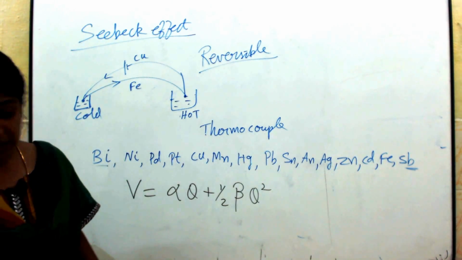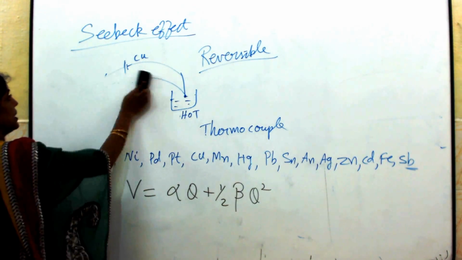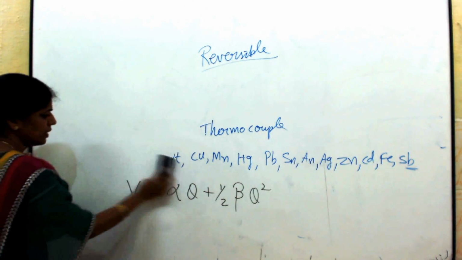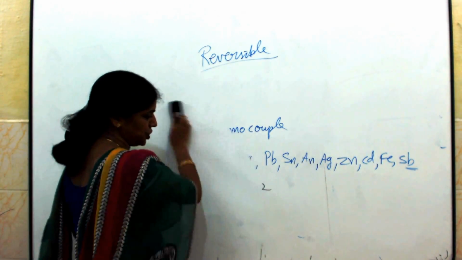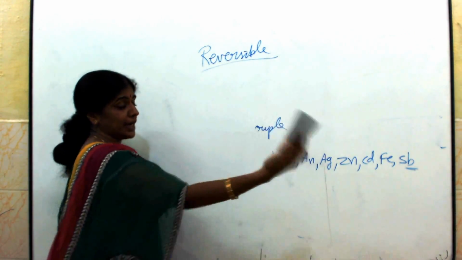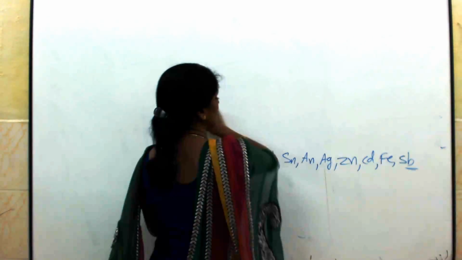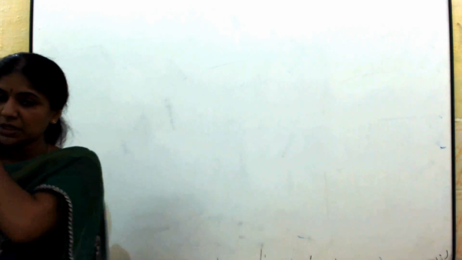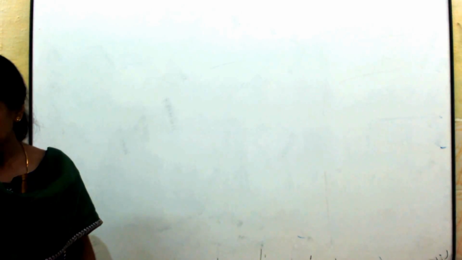Now if the two junctions are maintained at two different temperatures, another scientist came and told that heat is evolved at one junction and heat is absorbed at the other junction. That effect we call the Peltier effect. The second one is the Peltier effect.